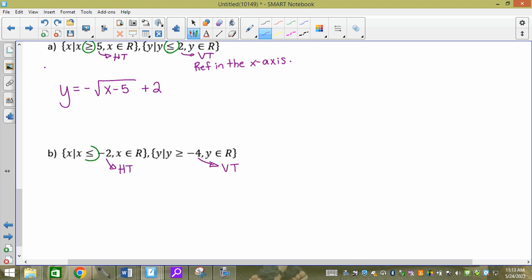This one is less than. So now I have a what? Yeah, reflection in the y. This one is greater than nothing, right? So now I'm going to get y equals square root something. And at the back I have minus 4 because I need to go down 4.